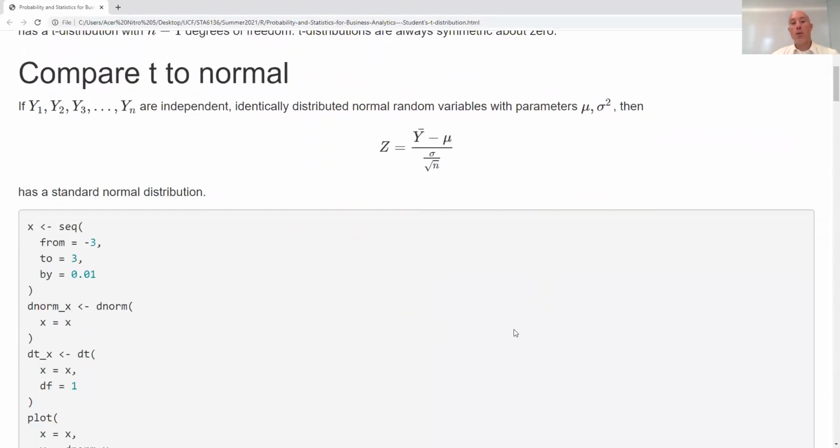Now let's compare it to the normal. If I take a z and set it equal to y bar minus mu divided by sigma over the square root of n, realize that this is the standard deviation of y bar. I take the standard deviation of the regular y's, and then I divide by the square root of n if I'm taking a look at the sample mean. Well, this is going to be standard normal.